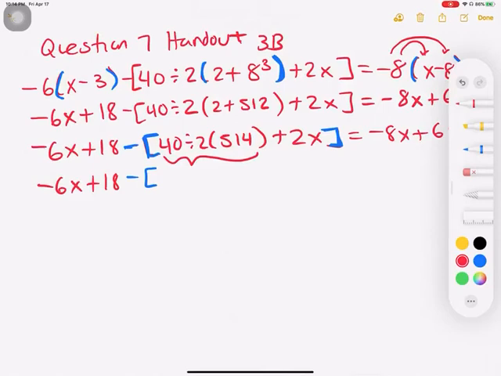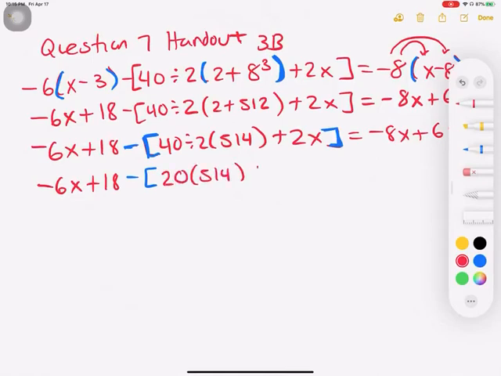Okay, multiplications and divisions belong to the same kind of operation, so whatever happens first is going to help me simplify here. In this case, even though I have a multiplication, 2 times 514, I have to do the division first because it comes first, from left to right. So I'm going to do the division, which is 40 divided by 2, and that should be 20.